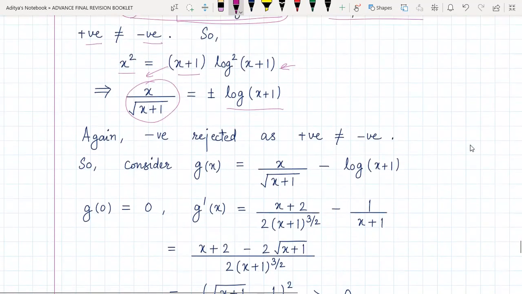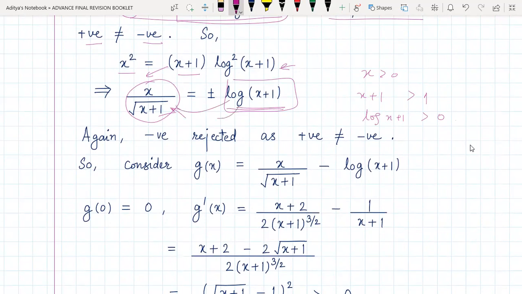Now the negative sign is once again rejected, because this is also positive. This is also positive, because x greater than 0 implies x+1 greater than 1. So logarithm of this quantity would be greater than log 1, which is 0. So both of them are positive, so the negative sign is rejected. So we can only have the positive sign. So this thing equal to this thing. Now transpose it to the other side, and we are calling that g(x), which is x upon root (x+1) minus log of (x+1).